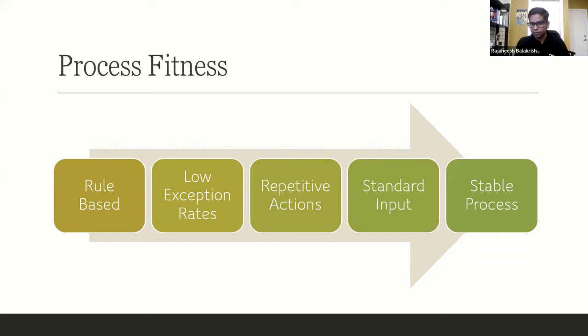And finally, it is a stable process. A stable process is almost the same as what I told as a low exception rate, but stable process is something beyond that. The process itself is more stable. They follow a sequential process. It's a clearly defined process, with interactions between multiple systems that are well defined, and the architecture is already well known. So it's a highly stable process. Those are called process fitness.